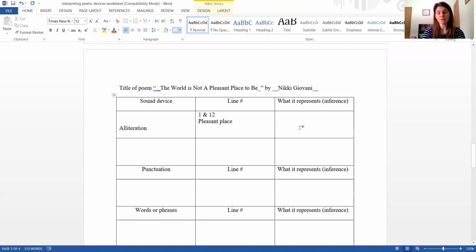Once again, this last box I'm not going to fill in. This is your thinking. You're going to put down what it represents or what your inference is, particularly about why the poet would choose to emphasize pleasant place. Our title is The World is Not a Pleasant Place to Be. However, the emphasis is on those particular words, pleasant place. She does mention "without blank," so it can be a pleasant place when these other things are in place. But put down, what is your inference? Why do you think the poet chose to emphasize pleasant place? What does it mean?